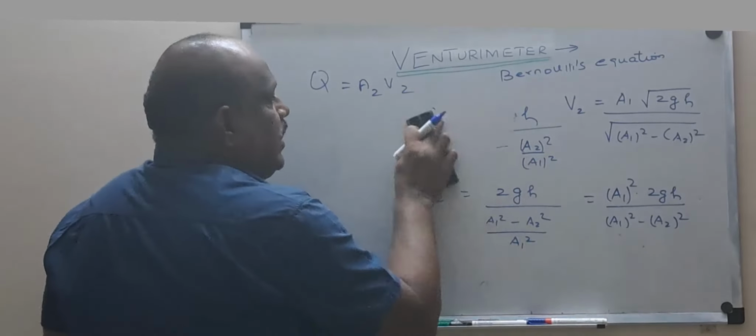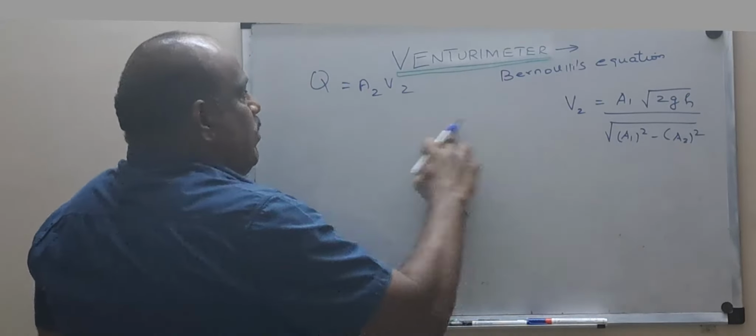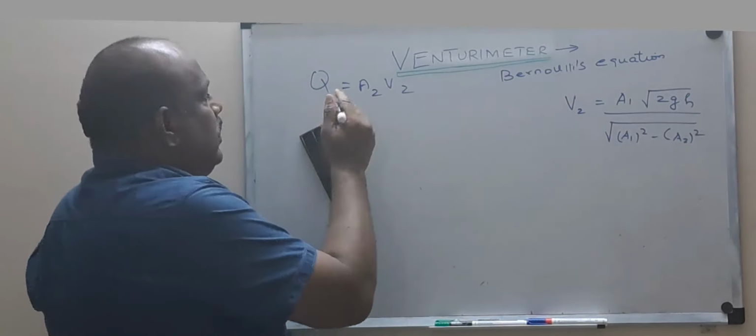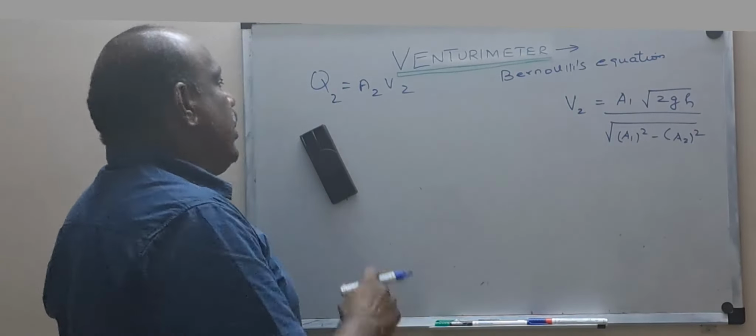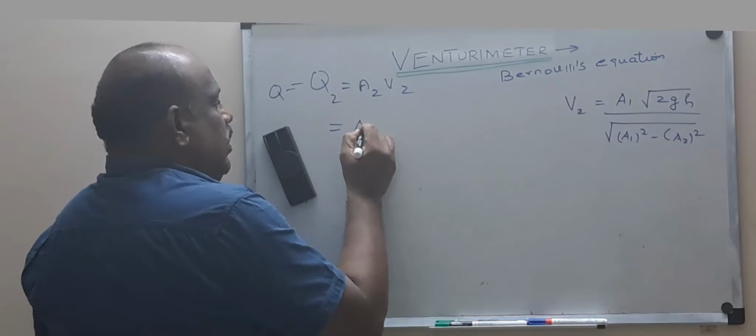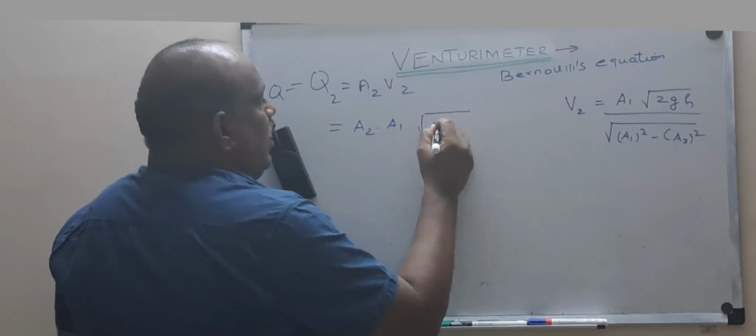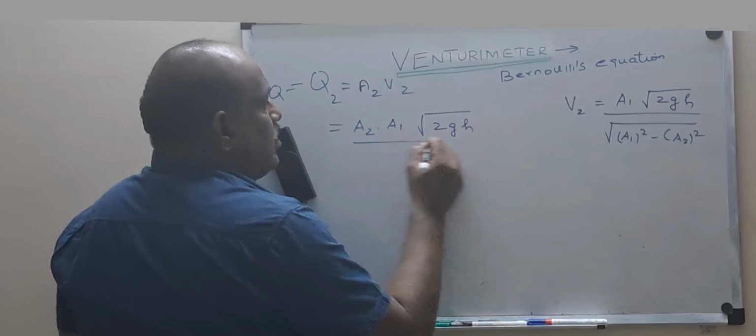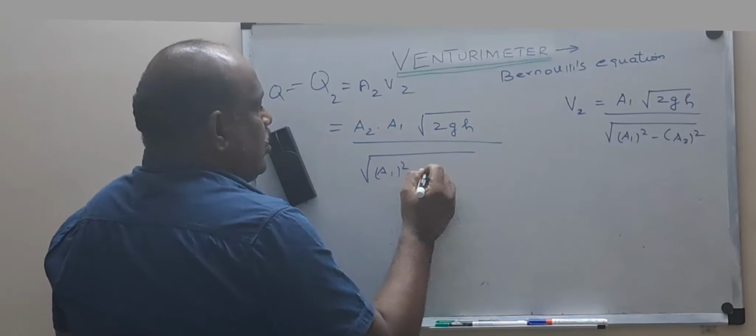Good. So now you see, this is V2. Our aim is not to find V2, our aim is to find only Q or Q2. But Q2 will be equal to Q1, so I can even call this Q. So what is A2? A2 only. What is V2? A1 into square root of 2gh by square root of A1 squared minus A2 squared.